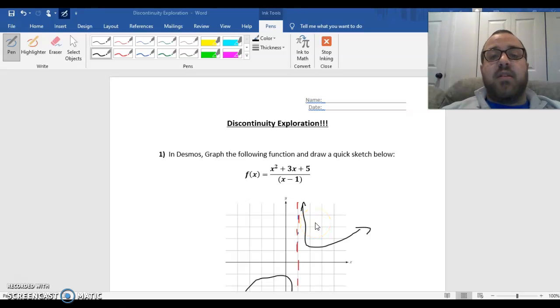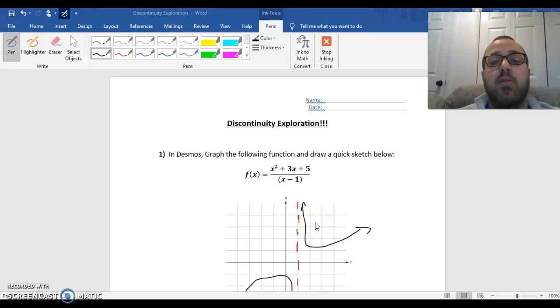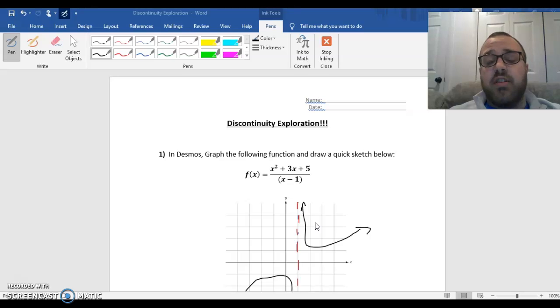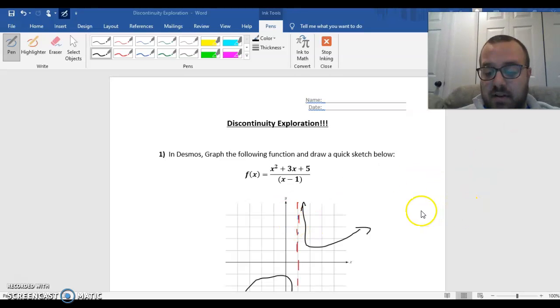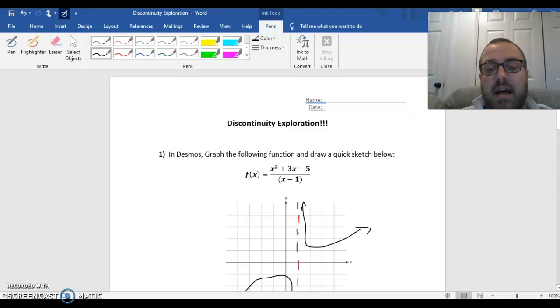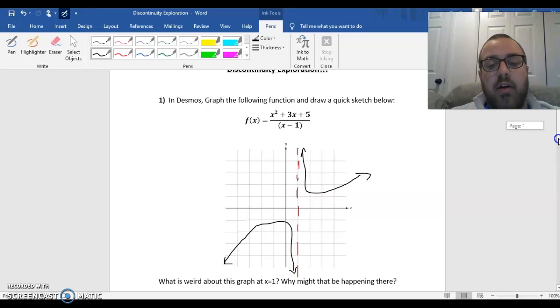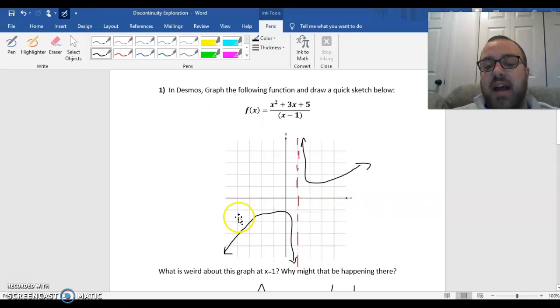All right, I want to talk about some of the takeaways you should have gotten from the exploration you should have just finished. First thing, in Desmos, you're supposed to graph this function, take a look at that, and then say what's weird going on there. What you should have noticed was that your graph jumped down and had this weird sort of gap in it at x equals 1, okay?